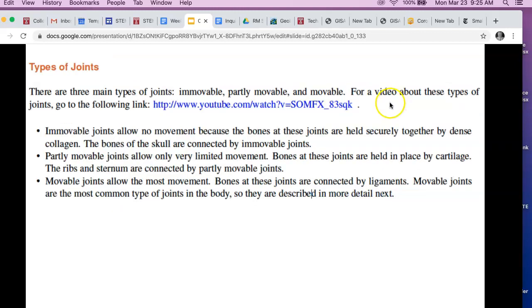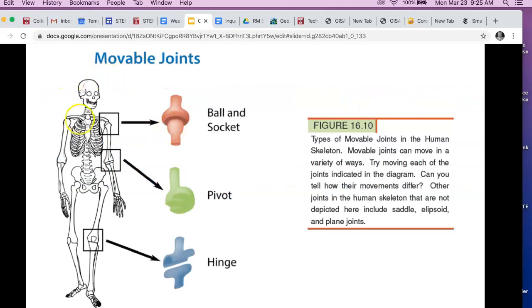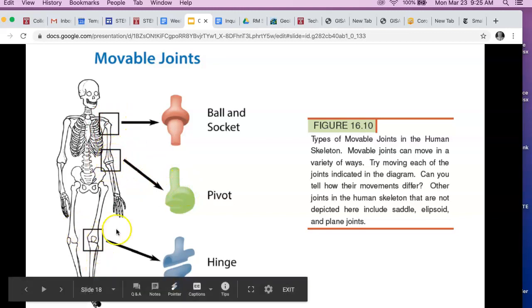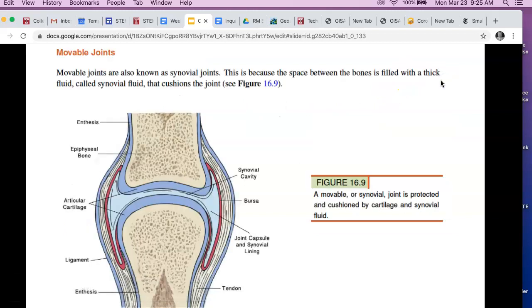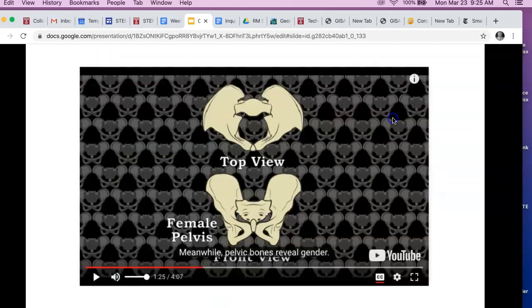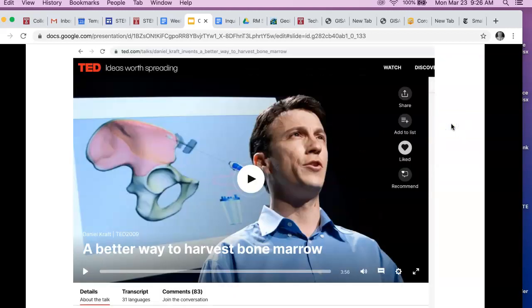We're going to look at the types of joints now. If we take a look at the skeleton, there's the ball and socket joint of your shoulder, there's a pivot joint of your elbow, and there's the hinge joint of your knee. Make sure you know those different types. Movable joints sometimes are known as synovial joints. Part of the reason is because they have a synovial cavity and synovial fluid and lining in there that helps the joints move. This is a really good video that you should watch. We might have a question on that.